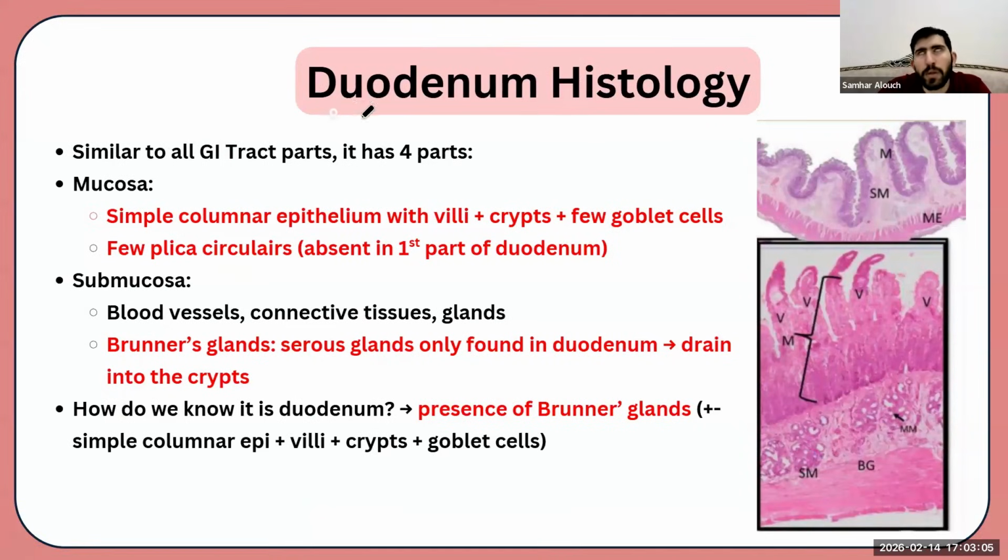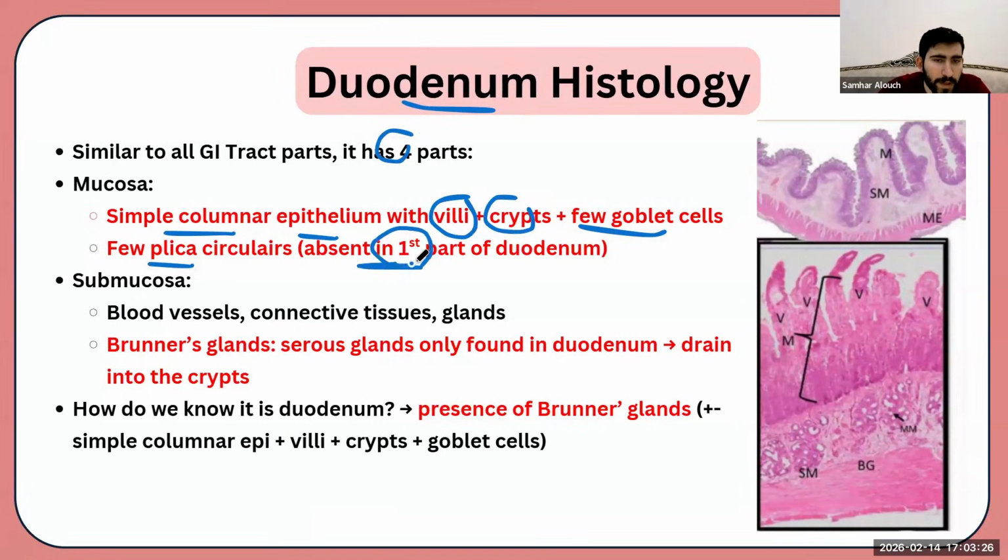As we said, all parts of the GI tract are made of four layers: mucosa, submucosa, muscularis externa, and adventitia. The mucosa of the duodenum is simple columnar epithelium. What are the extra structures we have in the small intestine? We said the villi, crypts, and goblet cells. Here they are few. We also have some plicae circulares, which are absent in the first part of the duodenum. But they are in the duodenum, just not in the first part.